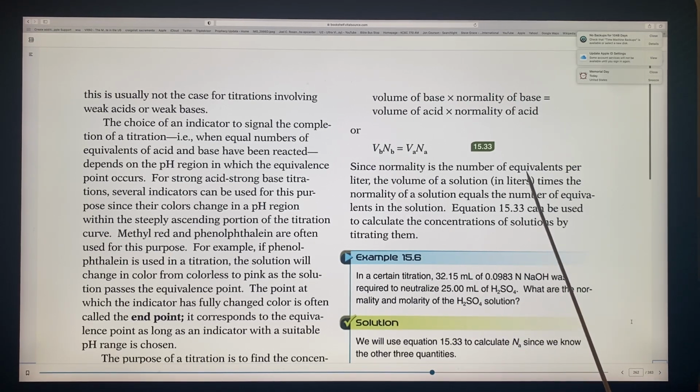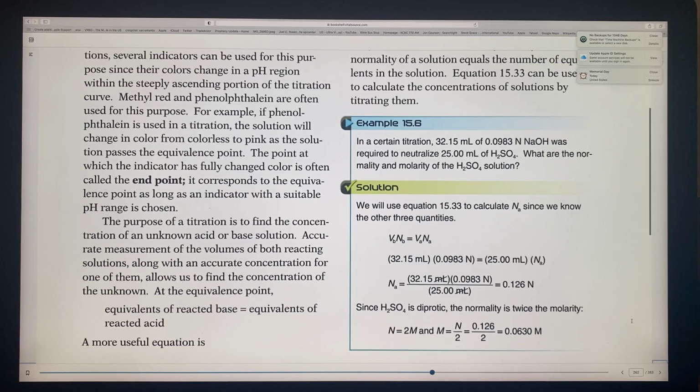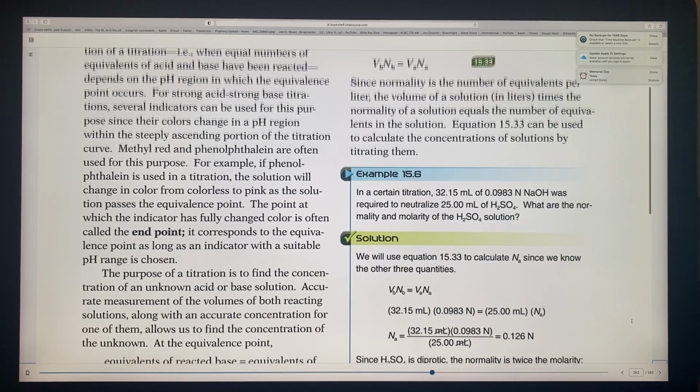Since normality is the number of equivalents per liter, the volume of the solution in liters times the normality of the solution equals the number of equivalents. So just knowing this, you can plug in your volumes and your normality numbers and you'll get the answer. This is how they do the titration. It kind of seems complicated, but you can see how they're doing it to figure out the concentration, measuring in liters now, because molarity is going to be the same as normality, which is going to be in moles.